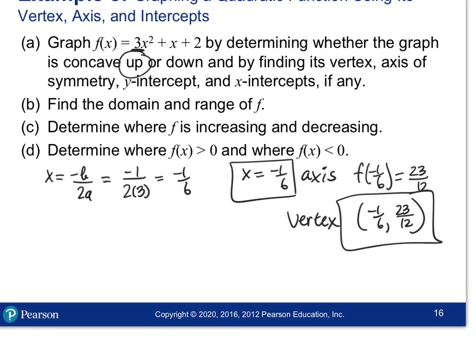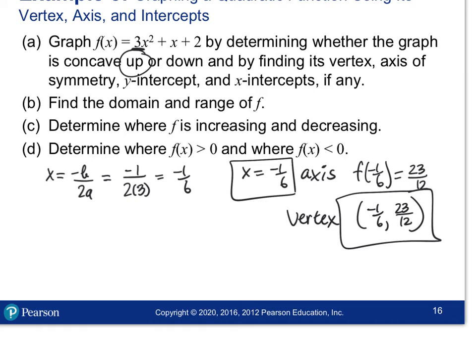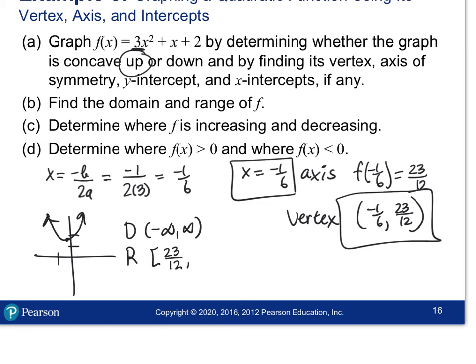All right, so when we go to graph it, and I'm just going to do a little quick sketch here. x is negative 1/6, so just a little bit out, and almost 2, and it opens up. So I know it goes like this, right? Not pretty, but that's what it looks like. Domain is still the same thing as always, negative infinity to positive infinity. Range, let's see, it has a bottom y. So that bottom y is 23 over 12 all the way up to infinity.